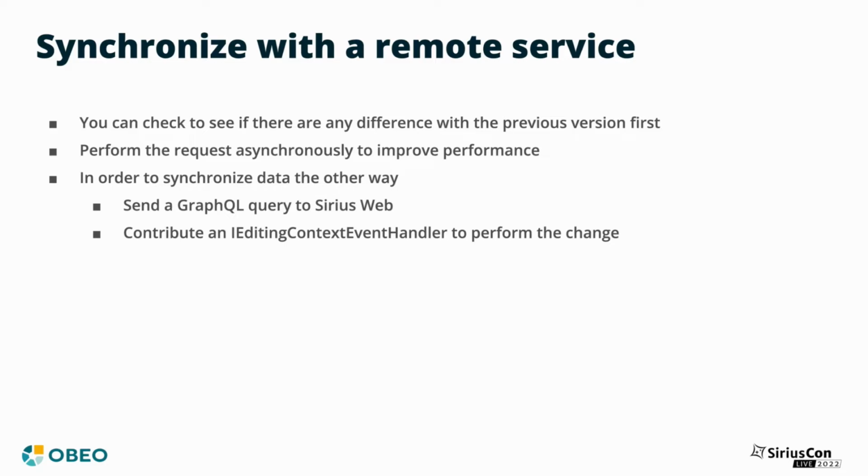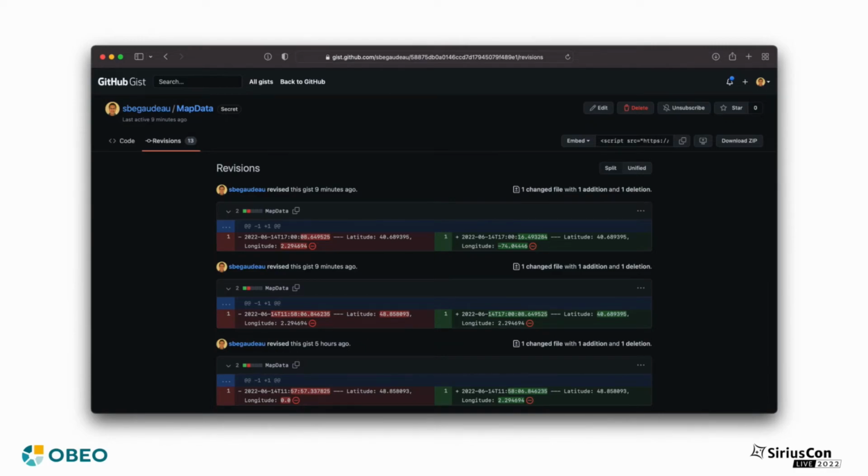So for that, the remote service will need to send a GraphQL query to Sirius Web, and you will need to contribute an editing context event handler, just like we did before, to perform the change. In this handler, you can write pretty much anything you want in Java, and you would have access to the data. For those who are familiar with EMF, you can get access to the resource set and all the model objects, and you can do anything you want. So you could have a bidirectional synchronization with a remote service this way. And here you can see the result. Each time I change the GPS coordinate, a new commit occurs on the GIST.